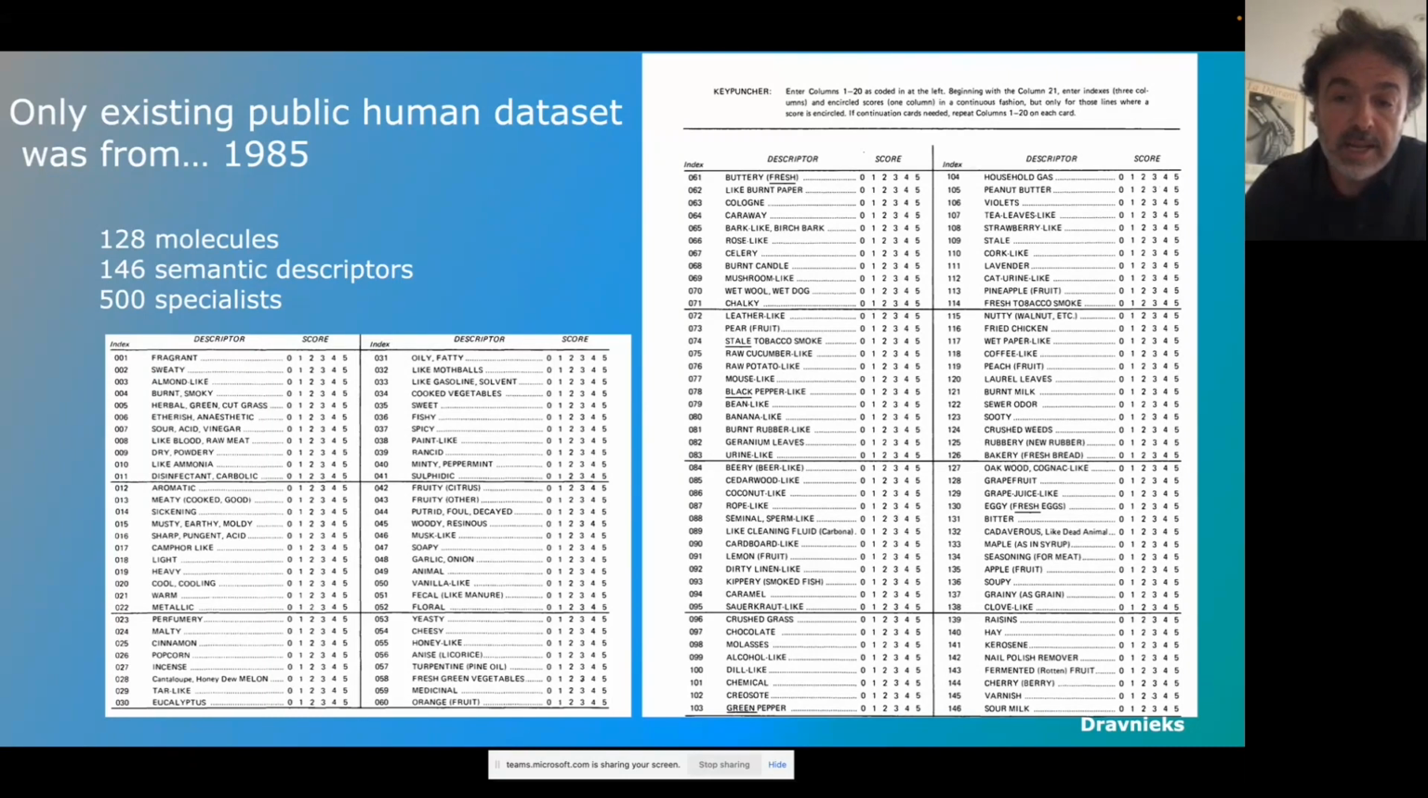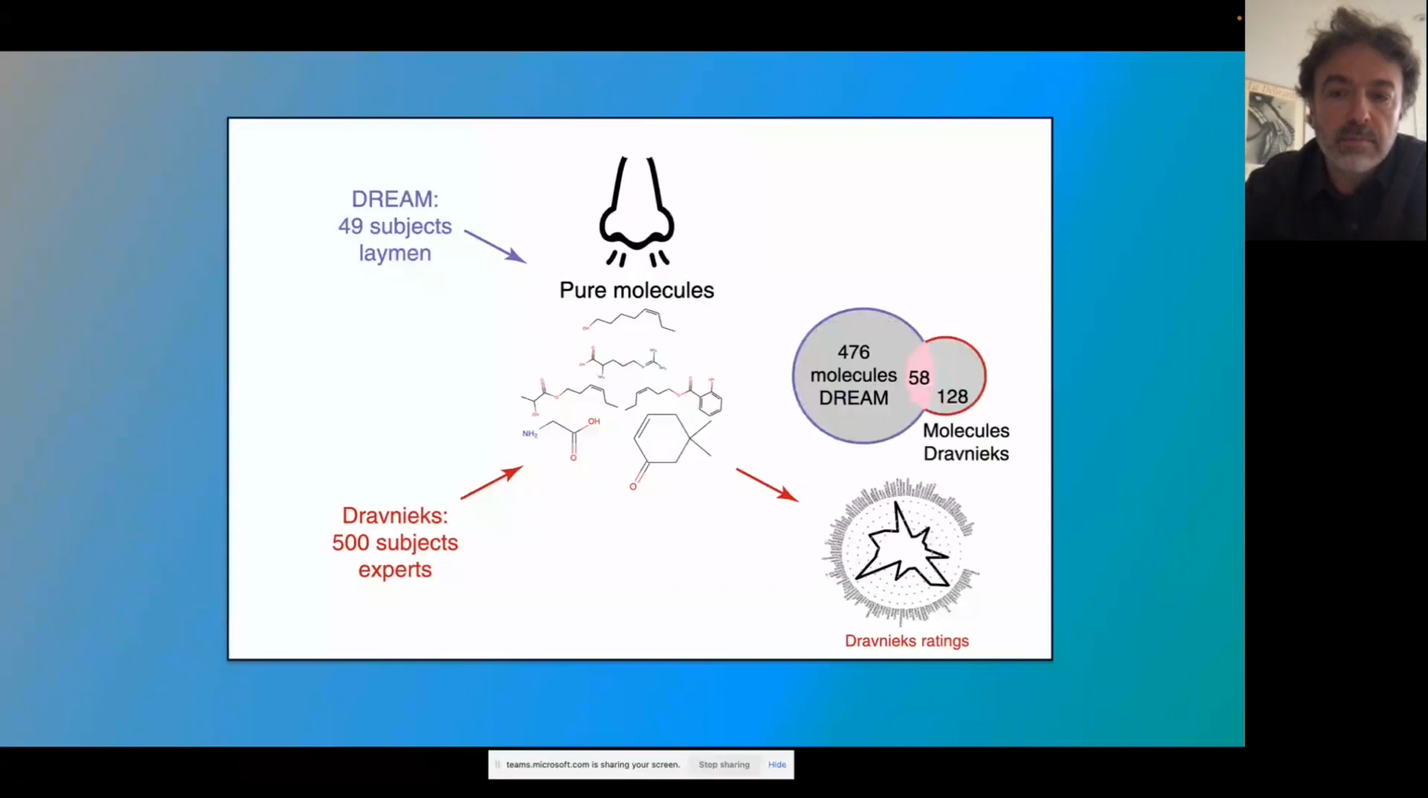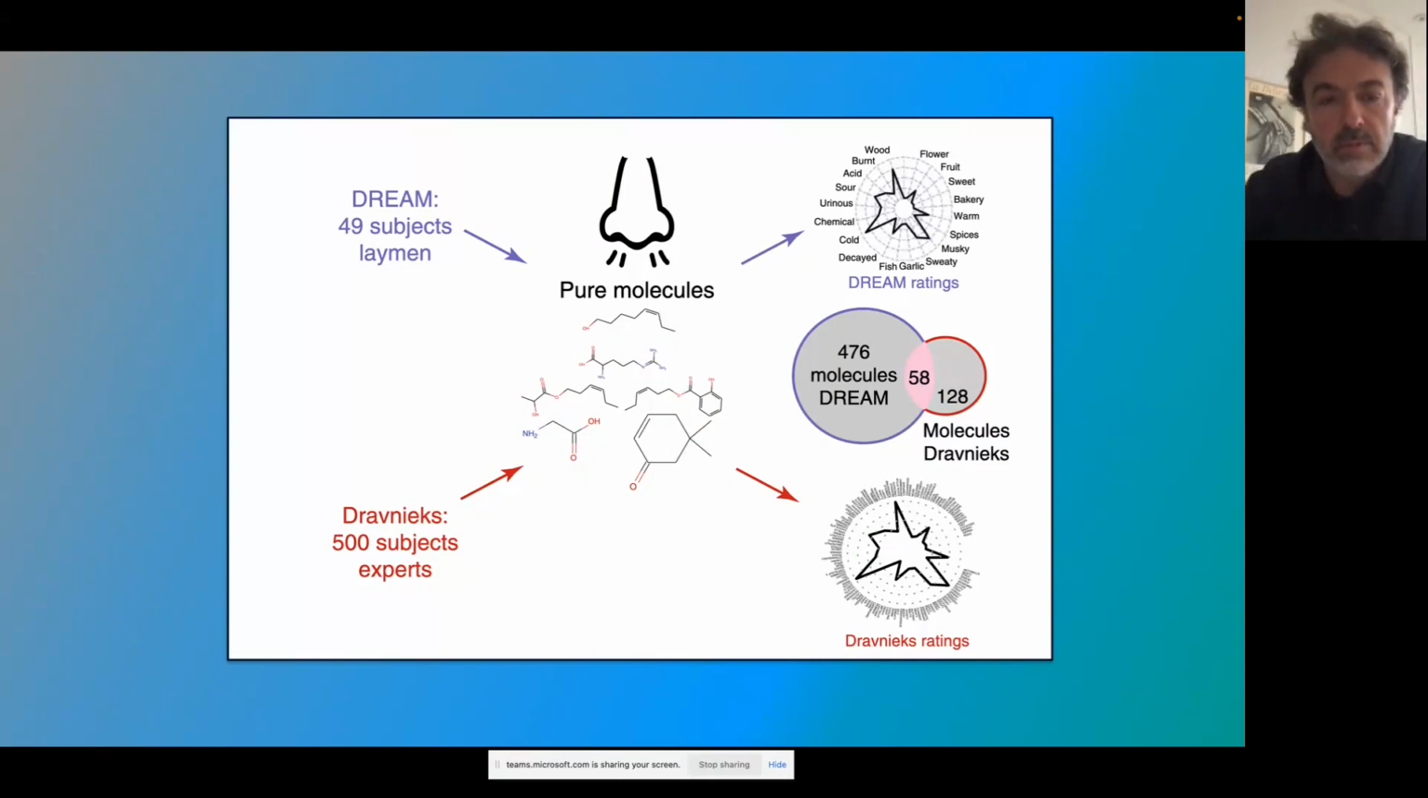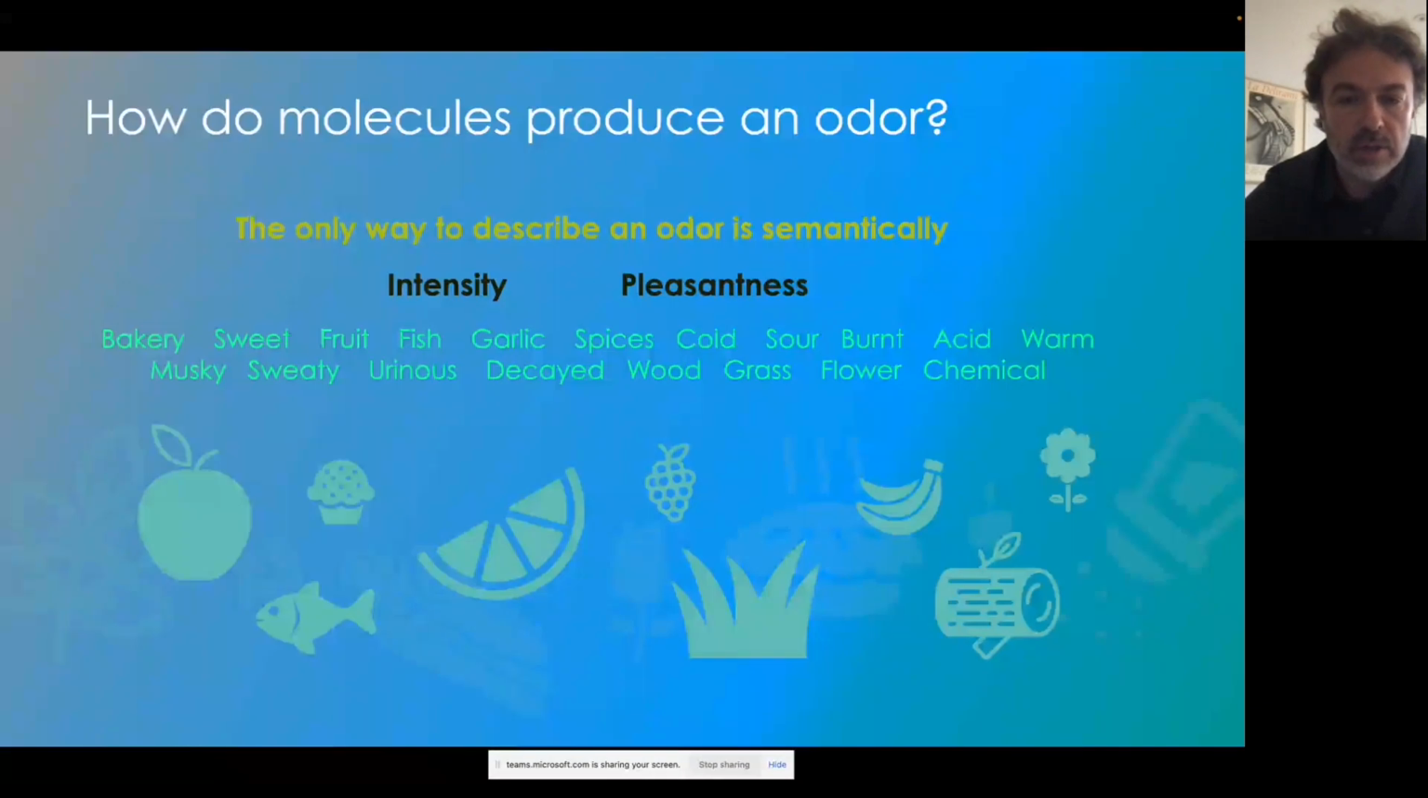And of course, the Dravnieks data set was actually a great resource. But one of the problems it had was that it was just too sparse, right? There were too many words and not enough molecules, in a sense. And so that's why I think Leslie and Andreas decided to create a new data set, which is known now as the DREAM data set, that used a larger amount of molecules. Some of the molecules overlap with Dravnieks's, but it also used some of the words, right? Not the 140 or so words that we're using in Dravnieks, but something more simple. Just 19 words and intensity and pleasantness.